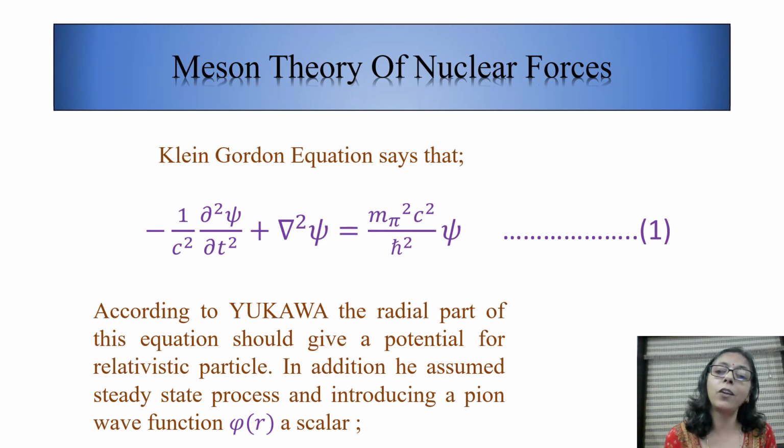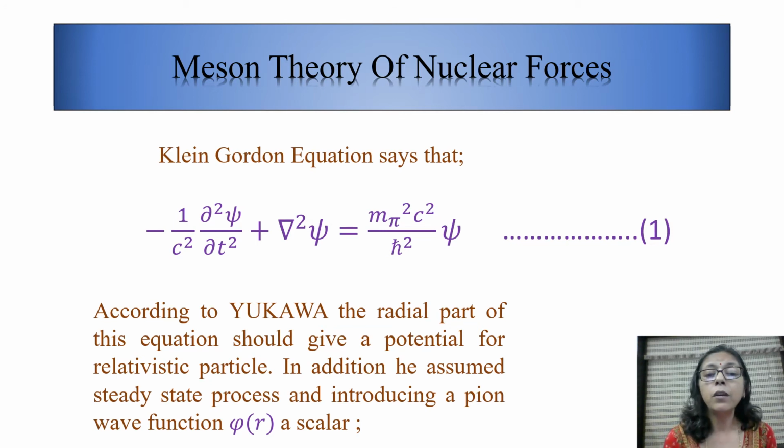c, of course, is the velocity of light. All these things you have already studied in quantum mechanics. This is just a revision. But yes, of course, we will be dealing with this equation to understand the Meson theory of nuclear forces. According to Yukawa, the radial part of this equation should give us a potential for the relativistic particle.